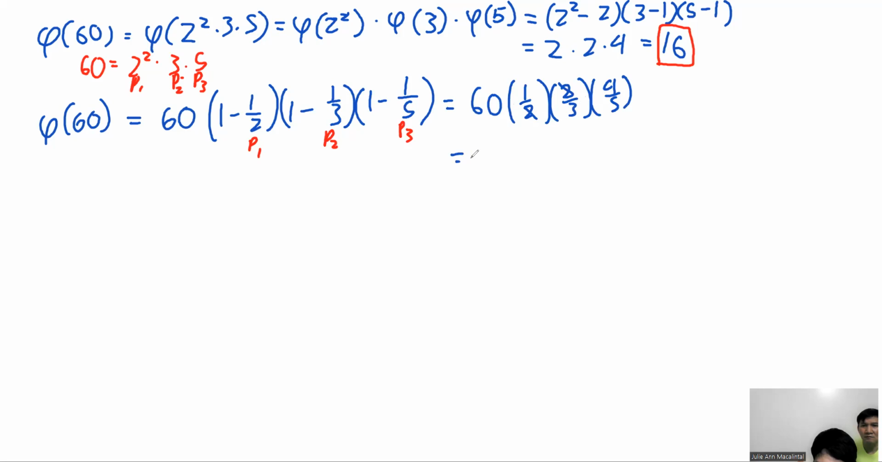Okay, so 60 over 15 times 4. 60 times 4 is 240. You can factor 60 and 5. Yeah, 240 over 15 equals 16.